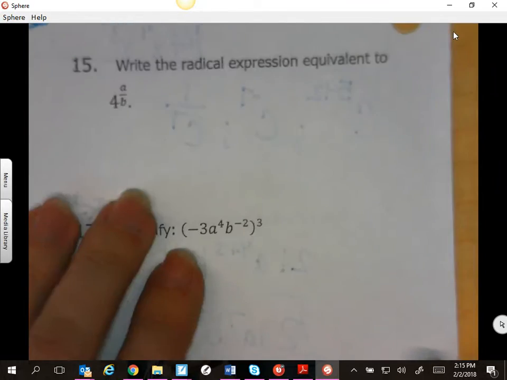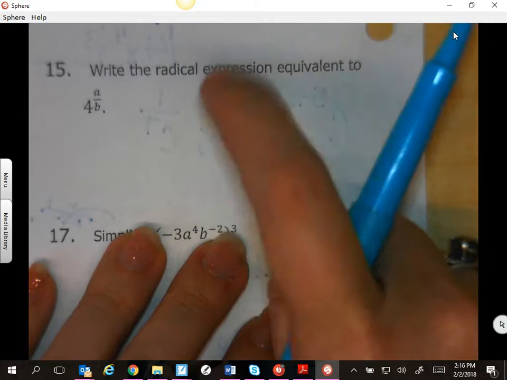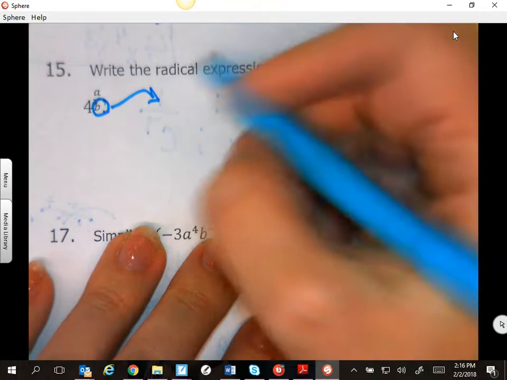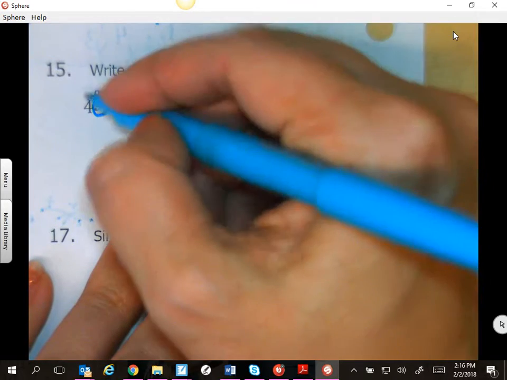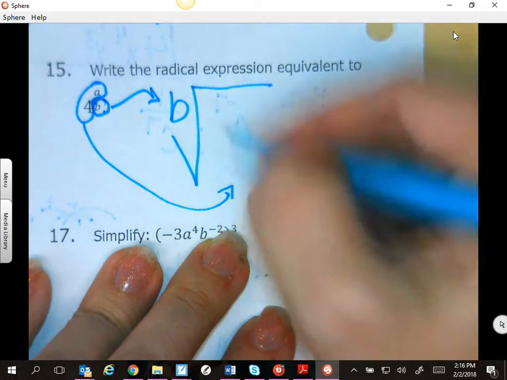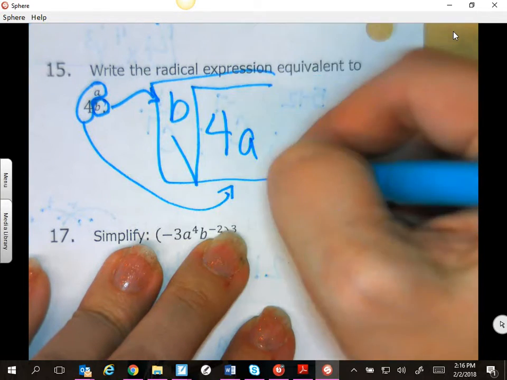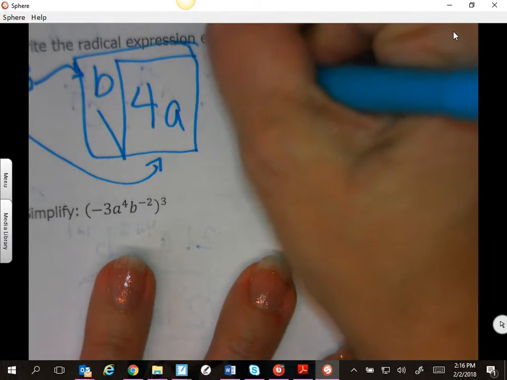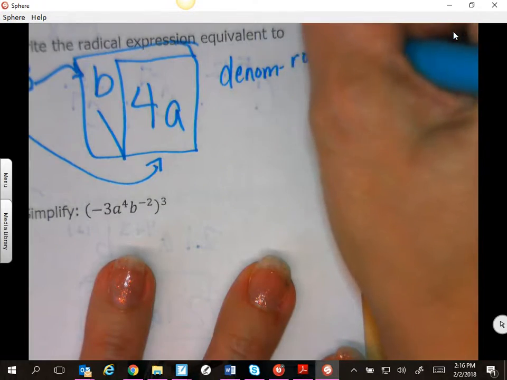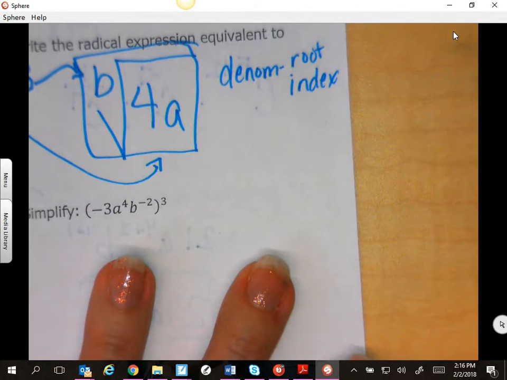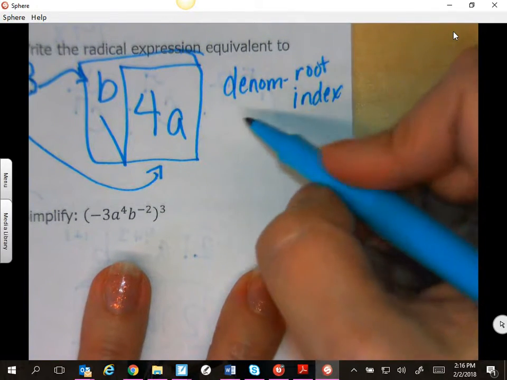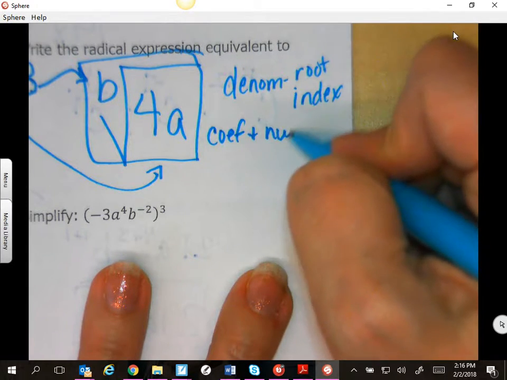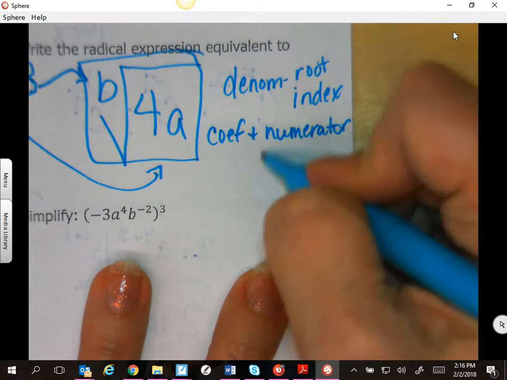15, this is your flower. Now, this is on the formula chart, okay? This was where we said your denominator became your root index, and everything else became your radicand. That is on your formula chart. So if you needed to, I would definitely look at that. Your denominator is your root index, and then your coefficient and your numerator, those become your radicand.